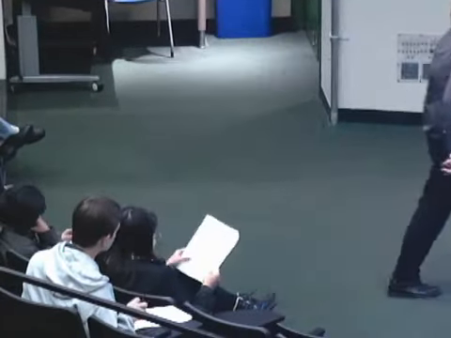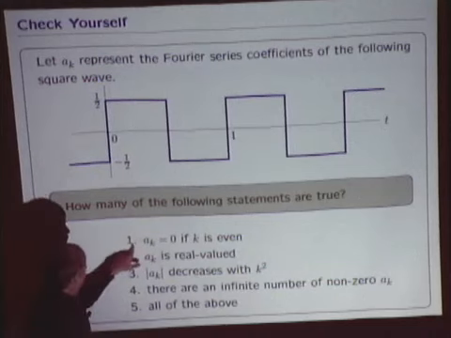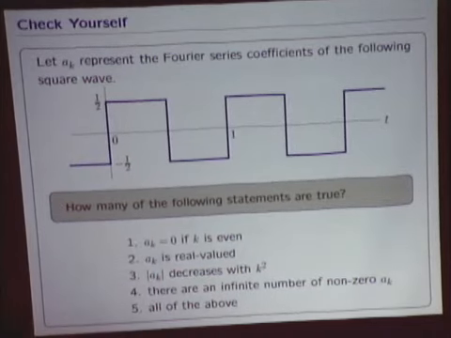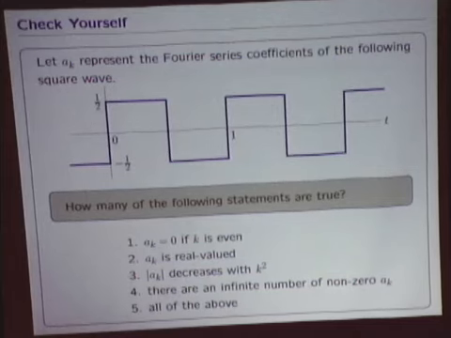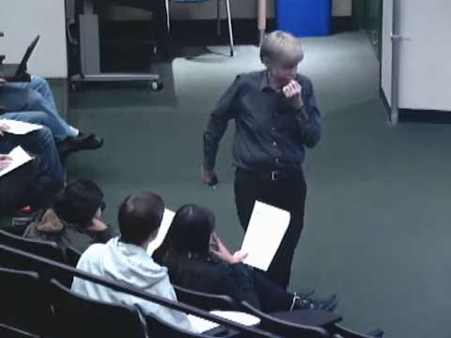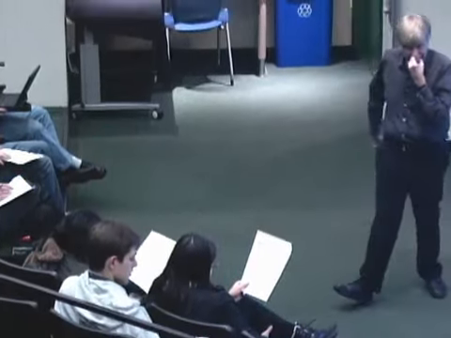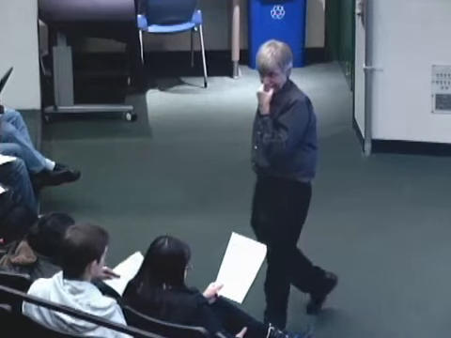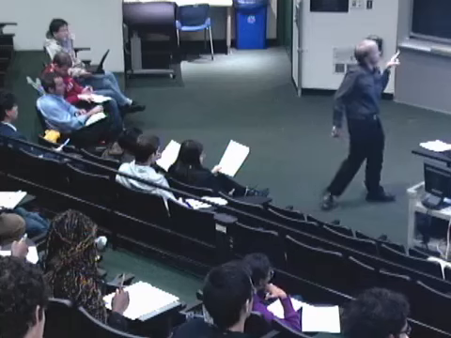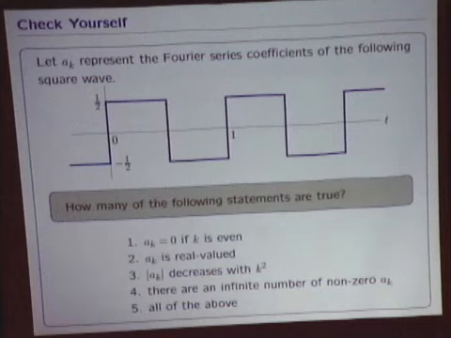What do I do first? Well, if I want to figure this out, so statement 1, a sub k is 0 if k is even. Should that be true or false? How do I think about that? Yeah, the square wave is odd. Okay, that sounds good. So how does that help me? If there was an even term in the Fourier series, then that would mess up the oddness. So I might want to have only odd terms.